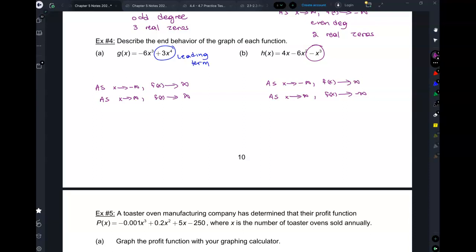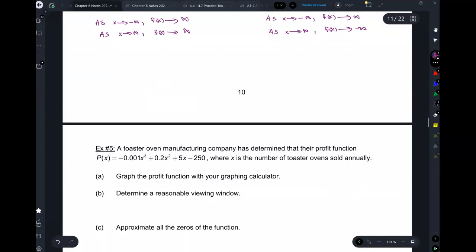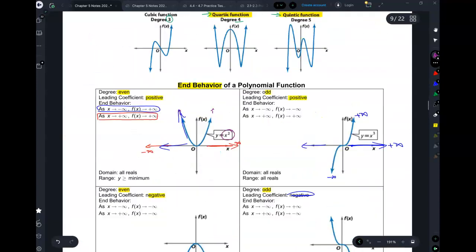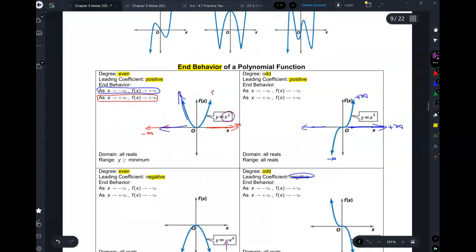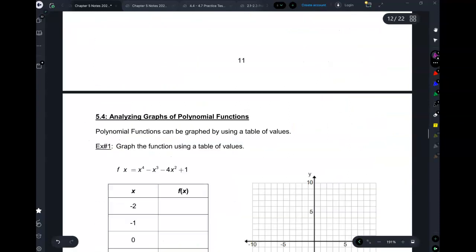Would it always be opposite? Listen. If it's positive, just pick a positive number, put it in here, the result will be positive. Pick a negative number, put it in here, the result will be negative. If the leading coefficient is positive, then on the positive side it'll be positive, and on the negative side it'll be negative. But if it's negative, yes, it's switched.